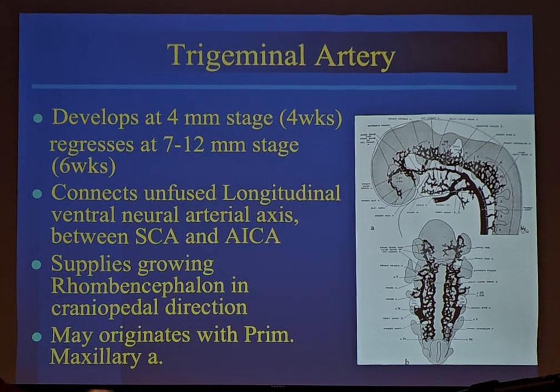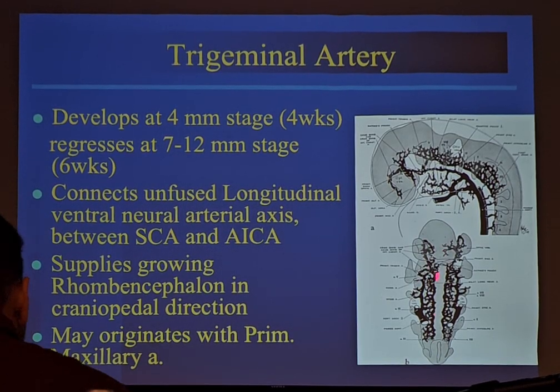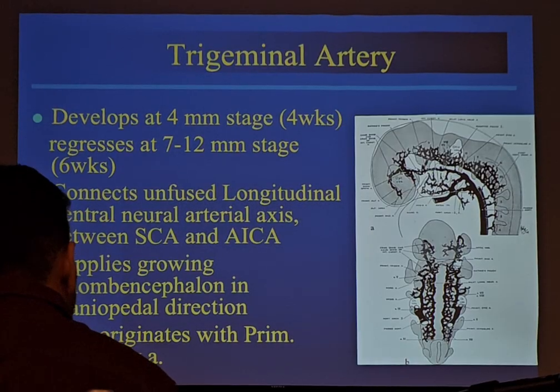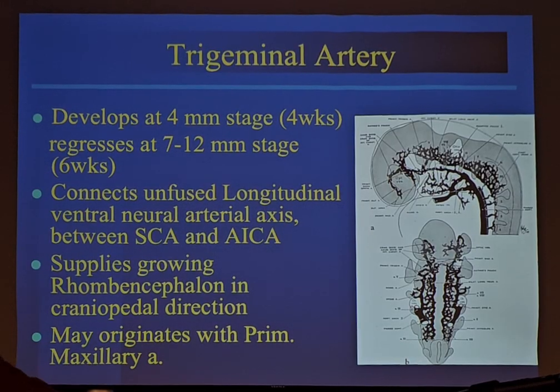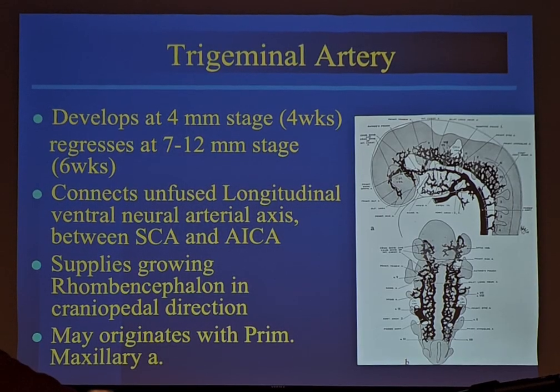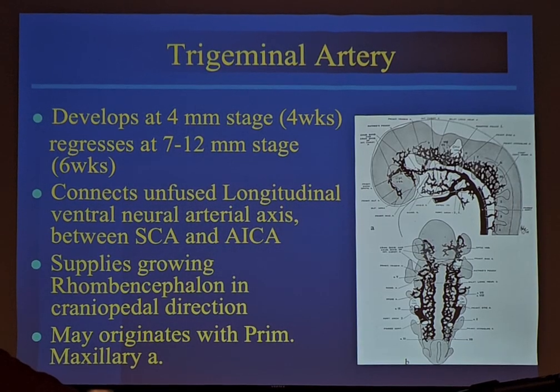We're going to talk about trigeminal artery in more detail later on, but the trigeminal artery develops at the 4th millimeter and regresses at 6 weeks, connecting the aortic system to the ventral longitudinal arterial axis. The ventral longitudinal arterial axis is initially 2 separate axes, but later fuses together, making the basilar artery. And the spinal artery.